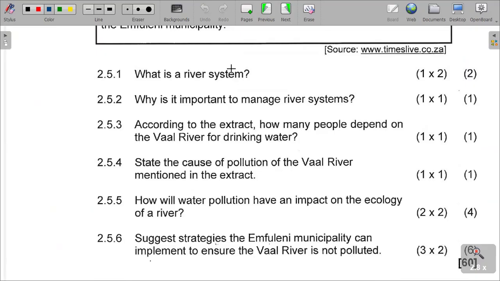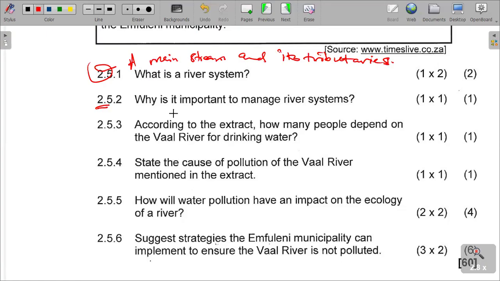What is a river system? A river system, what is it? It's a mainstream and its tributaries. A mainstream and its tributaries is what you call a river system. That is question 2.5.1.